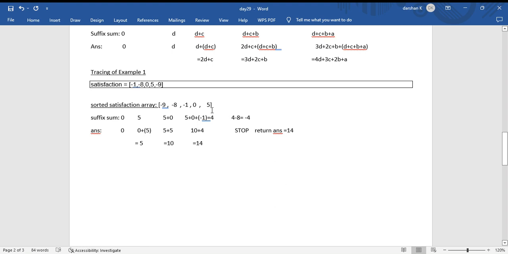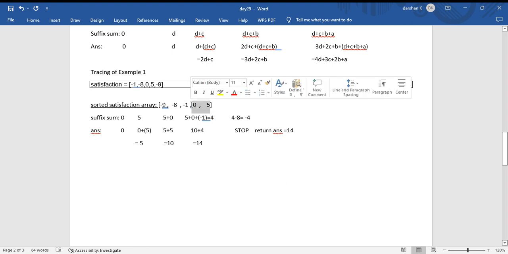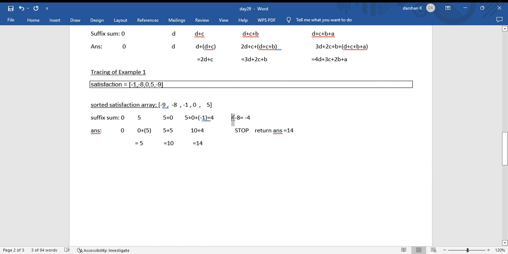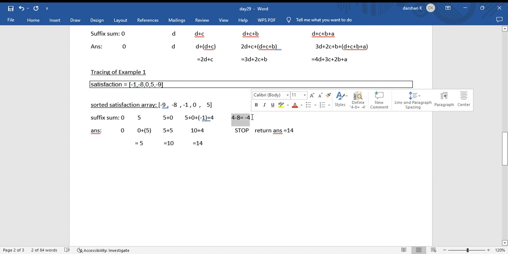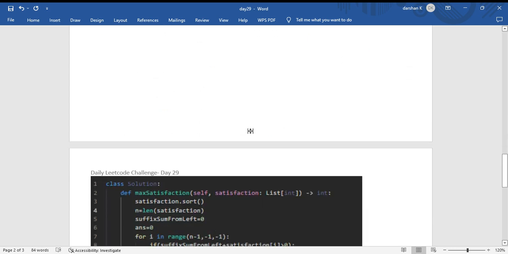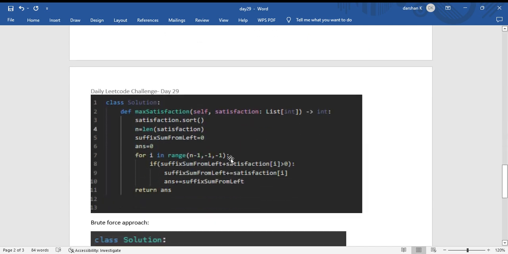We are starting from right because it's a positive value. Once we come to a negative value, we need to be very careful. We will see if my suffix sum is coming positive. If this comes positive, it will contribute to my answer, right? It will make my answer larger. That's why I should add it. If it becomes negative, that means it's going to reduce my answer. That means stop. Now coming to time and space complexity.